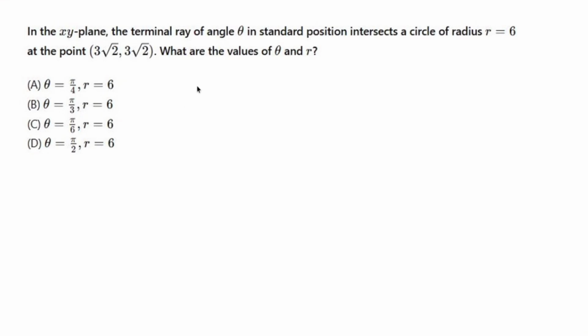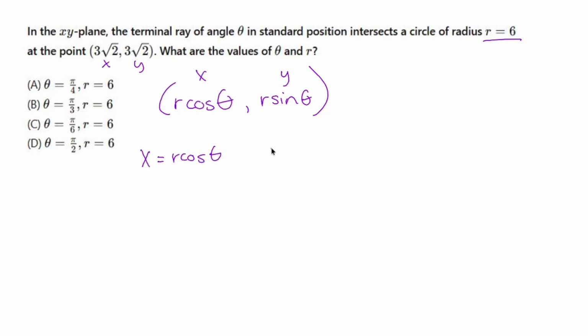Well, what I know is that my point is going to be in the form r cos theta for x, so the radius times the cosine of my angle, and my y value is going to be r sine theta. I know in this case that r is 6. I also know that x is 3 root 2, and 3 root 2 is also y. So when I normally would set up x equals r cos theta and y equals r sine theta, I'm going to set up two equations.